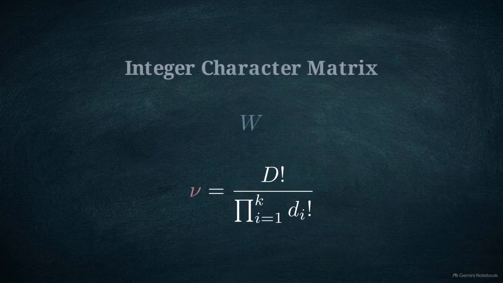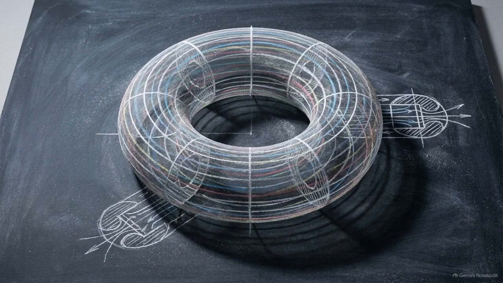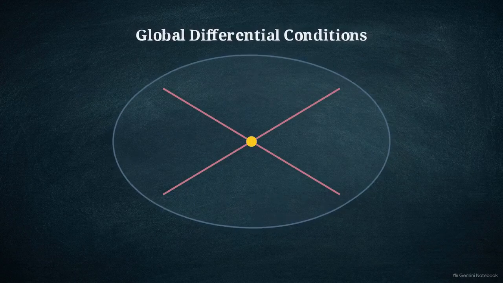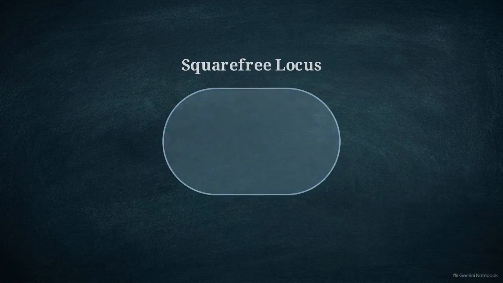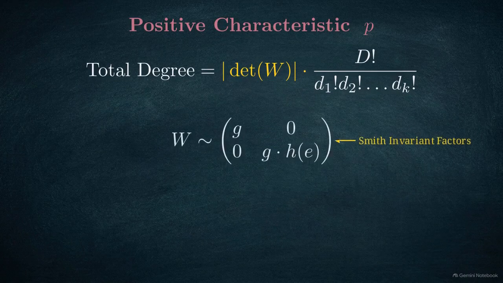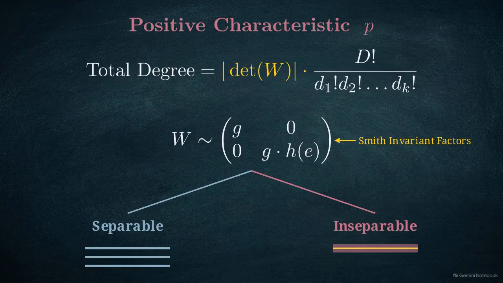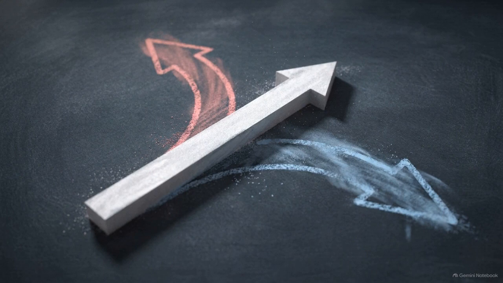When we apply the integer character matrix W, it multiplies the covering degree by the absolute value of the determinant of W. The geometric consequence of this multiplication is the addition of a torus isogeny via a square character normalization. Achieving this proven finite locally free degree requires generic shrinking of the space to ensure differential conditions hold globally. Notice how the formula behaves in positive characteristic environments. The Smith invariant factors of W split this covering degree into distinct separable and inseparable branches. The invariant factors directly dictate the distribution of the degree between the separable geometry and the inseparable characteristic-dependent behavior.